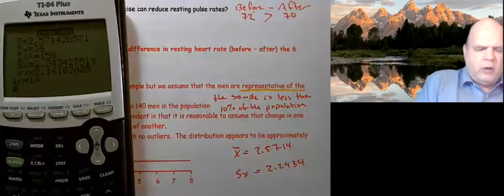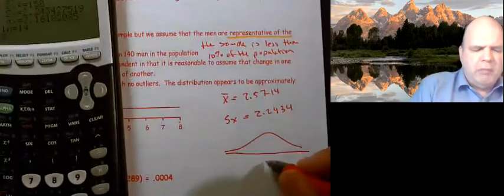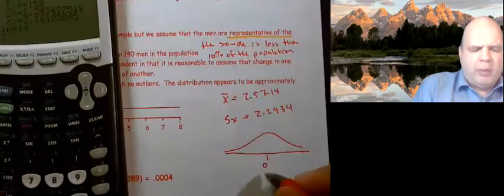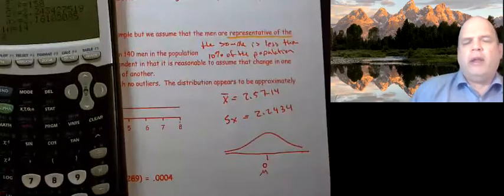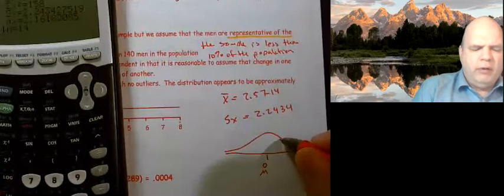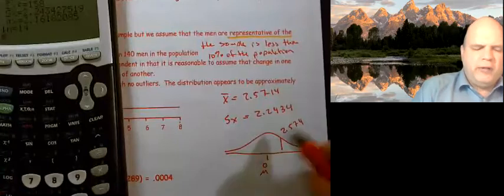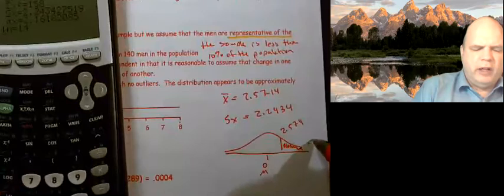I need to draw a picture of this, and my picture is going to look something like this. We claimed that the mean was 0. That was our null hypothesis. So this is where that came from, the null. But we got a sample of 2.574. And our alternative hypothesis was greater than, so we're shading this way to infinity.